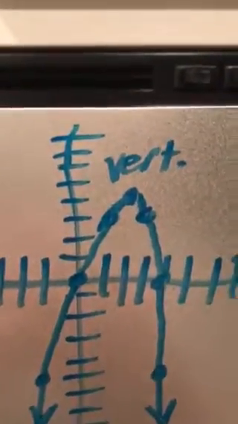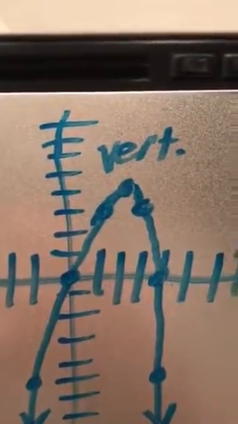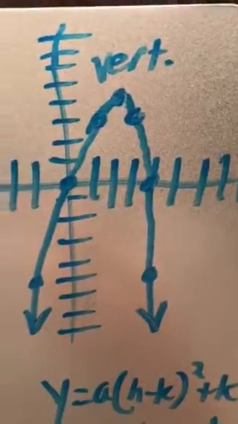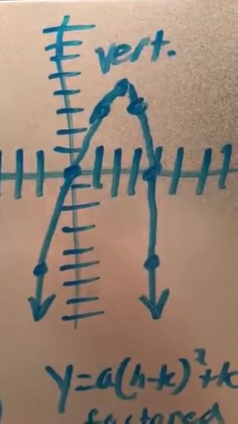And if you look, other points are going to be (0, 4), (1, 3), and (3, 3), and (-1, -5), and (5, -5). And the max is the highest point, and the highest point is up here.